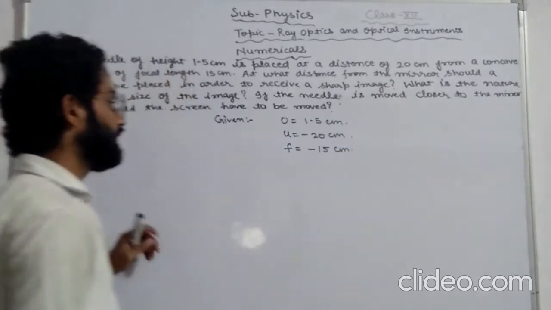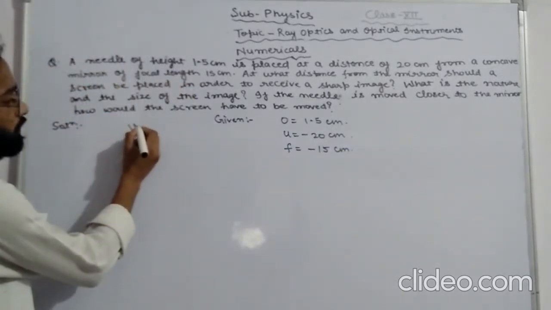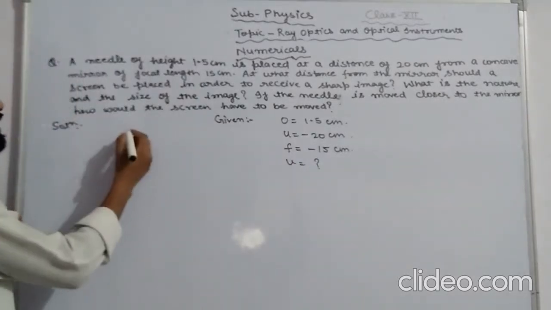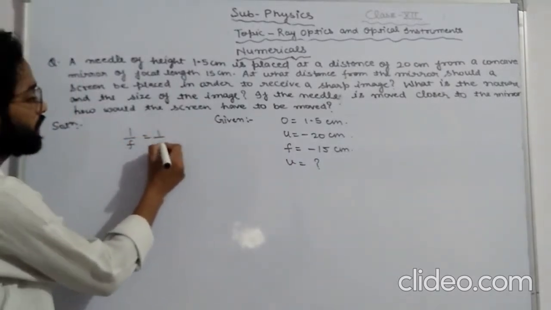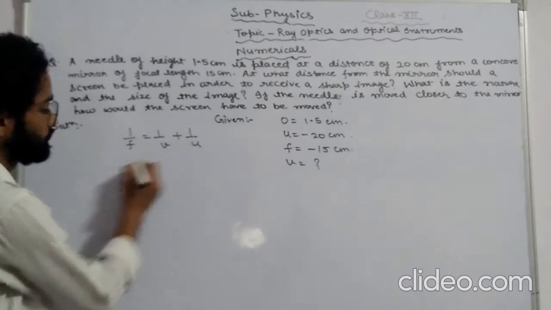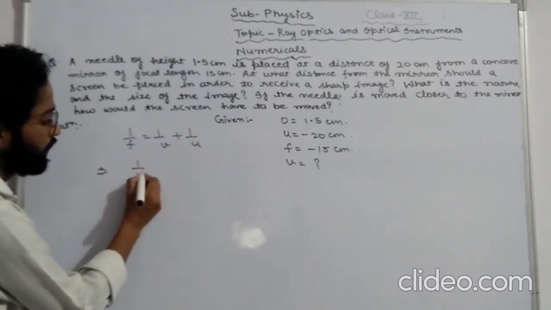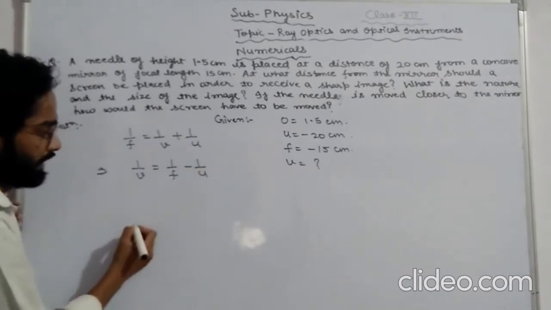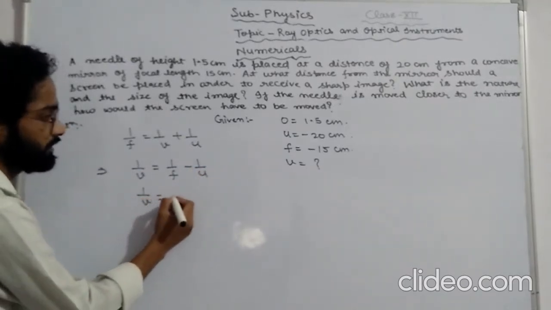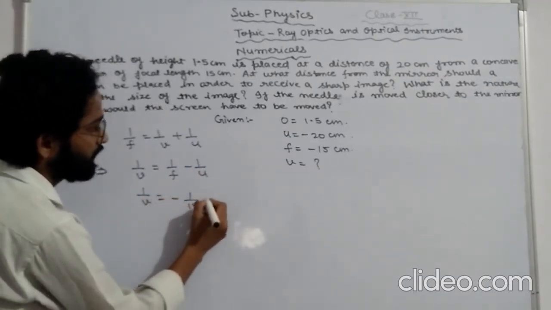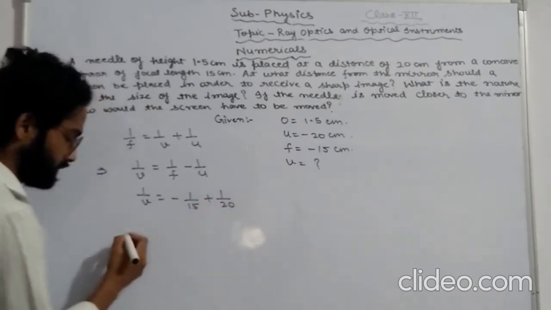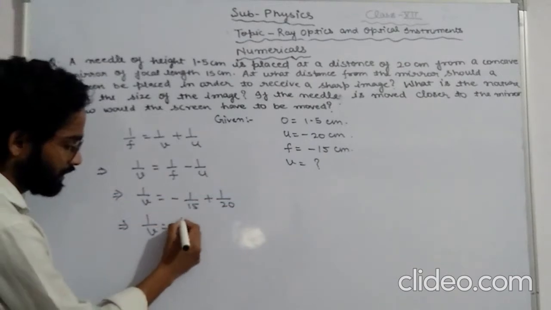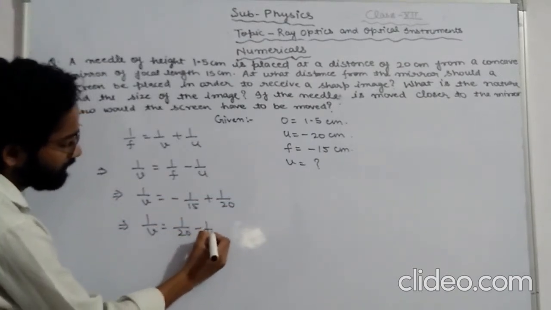In the very first part, we have to find the value of v. For finding v, we know the mirror formula: 1 upon f is equal to 1 upon v plus 1 upon u. So 1 upon v can be written as 1 upon f minus 1 upon u. Putting in the values, 1 upon v is equal to minus 1 upon 15 plus 1 upon 20. This can be written as 1 upon 20 minus 1 upon 15.